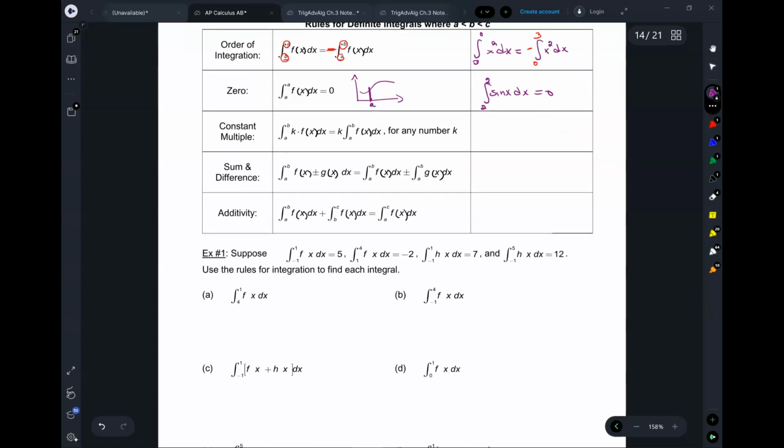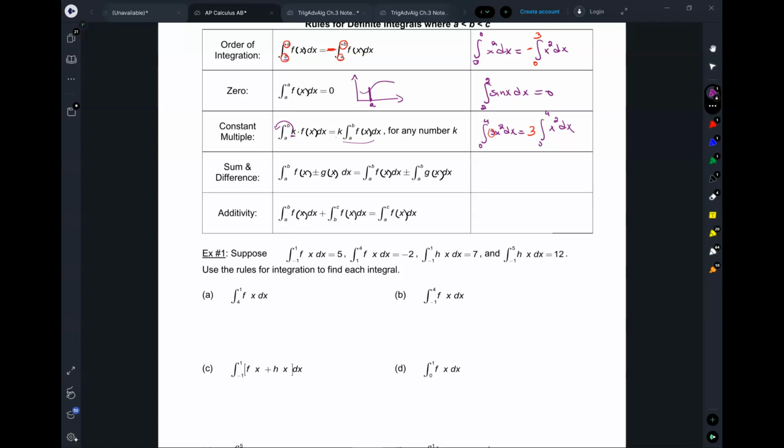All right, next, constant multiple. If you have an integral, and inside the integral you have k, a constant, times f of x, you can pull that constant out, and it'll be k times the integral of f of x dx. So for example, suppose I have the integral from 0 to 4 of, let's say, 3x squared dx. That 3 is a constant. I can pull it out, and it'll be 3 times the integral from 0 to 4 of x squared dx. How do we solve these integrals actually? That's going to come later on in the lesson.